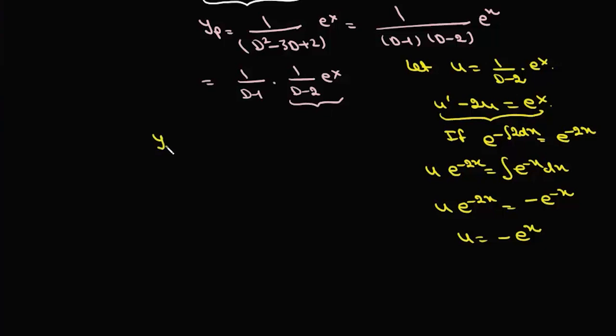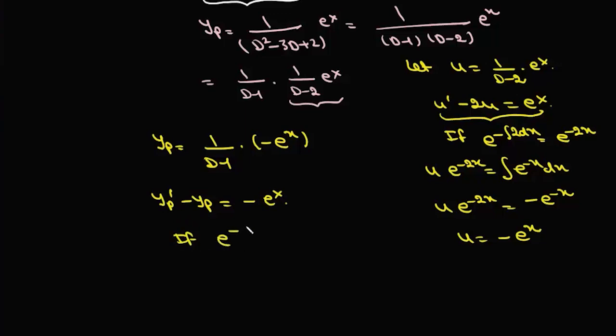So this yp will be 1 upon D minus 1, and this is minus e to the power x. Now we can write yp dash minus yp equals minus e to the power x. Now this is linear in yp, its integrating factor will be e to the power minus integration of dx, so it will be e to the power minus x.